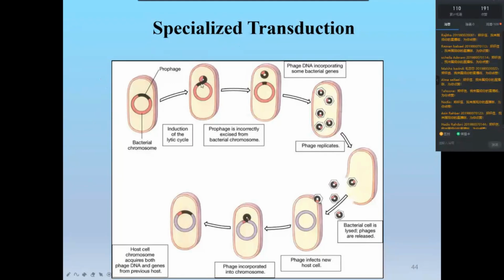So usually the DNA from the donor cell, or the fragment from the donor cell, is the fragment adjacent or next to the prophage transferred into the recipient cell. So that is why we call it specialized transduction, while other parts of the bacterial chromosome cannot be transferred. Okay?